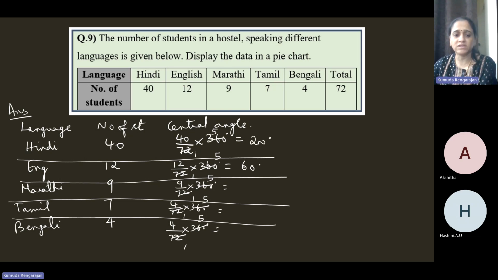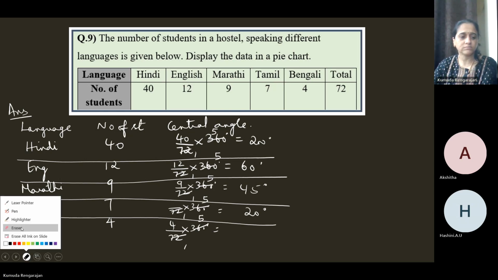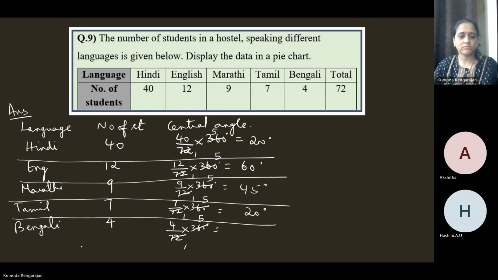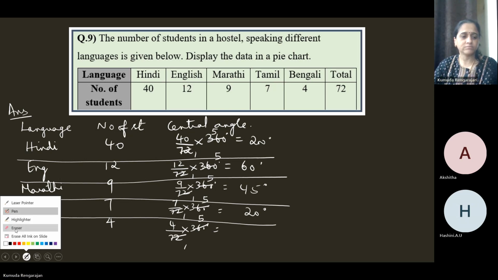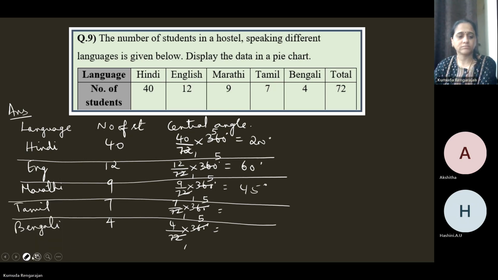12 fives are 60 degrees. 9 fives are 45 degrees. 4 fives are 20 degrees. And again, this is 7, after 9 is 7. So 7 fives are 35. And 4 fives are 20. Complete this.